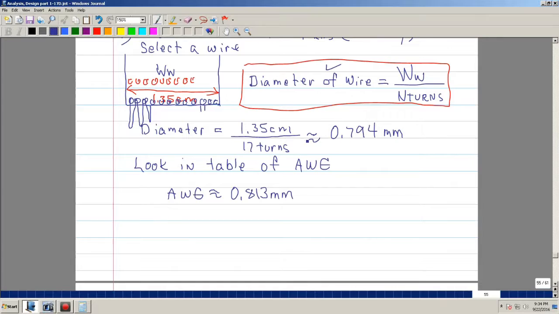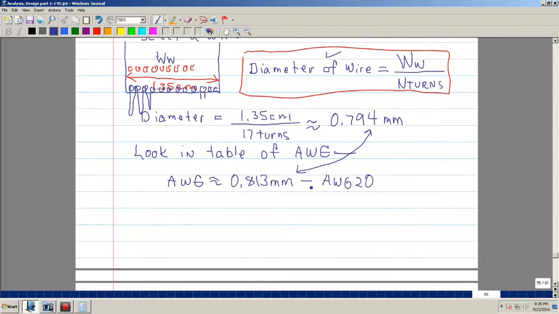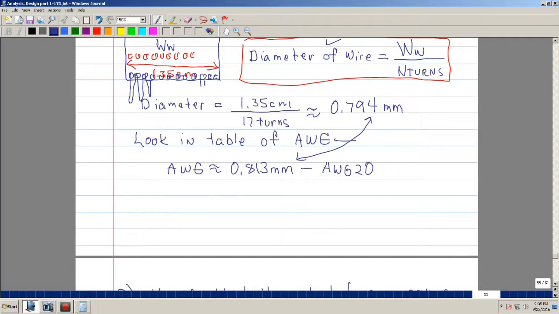You can look in a wire table, and in my case, a 12 gauge of 20 was rather close. It's a little bit bigger, but I went ahead and selected it. But that's the conductor, and it would be the first pass.